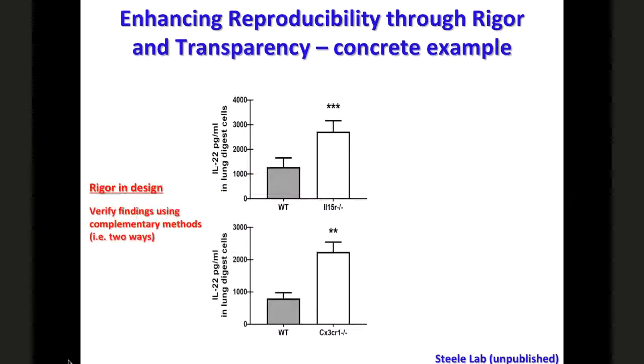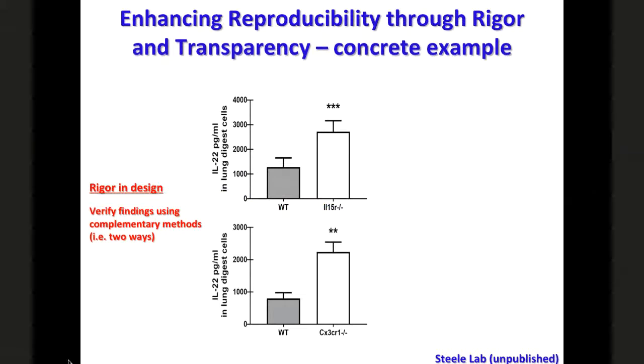Here's another way we try to look at rigor. Rigor in design. So this could be in the design or in the preliminary data, however you want to do it. Verify, find, and use the complementary methods. Prove your hypothesis 2 different ways. This is the data we have. It's not published. So I'm not going to go into a lot of detail.